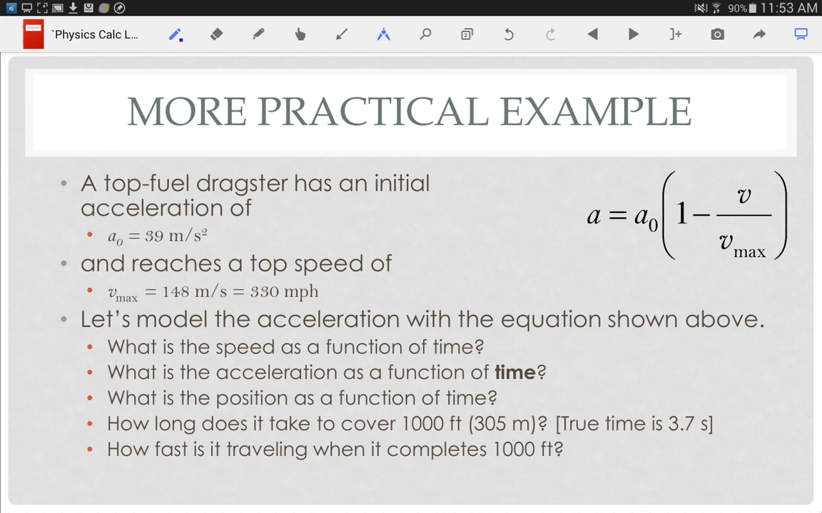So we have a realistic situation: the acceleration is far greater than if you just drop something, and there's a top speed. And then I want to try to model that to figure out what is its acceleration as a function of time, and from that, what's its speed as a function of time, and so on.